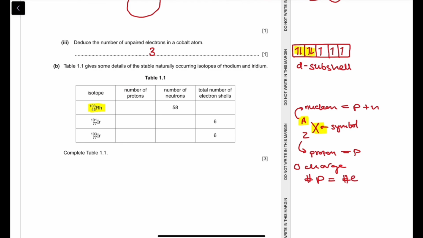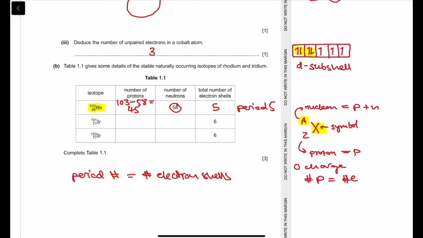So here we have for rhodium, it says the number of neutrons is 58. That must mean that the number of protons is going to be 103 minus 58, which gives us 45. So we said that the number of electrons is going to be equal to the number of protons. 45 protons will fill 5 electron shells. Now we know this because rhodium is actually in period 5. So period number actually equals the number of electron shells. Okay? So let's move on to iridium's first isotope.